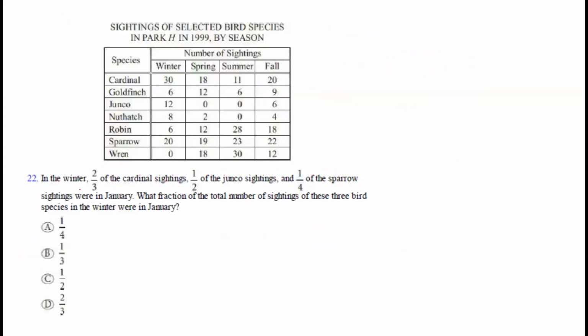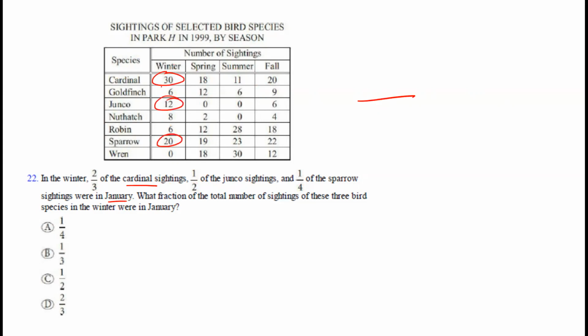Question 22. So we have birds over here. In winter, 30 of the cardinal birds were sighted. In spring, 18 of them were sighted. Summer, 11 of them were sighted. And fall, 20 of them were sighted. So in the winter, 2/3 of the cardinal sightings, 1/2 of the junco sightings, and 1/4 of the sparrow sightings were in January. So we have cardinal, junco, and sparrow.